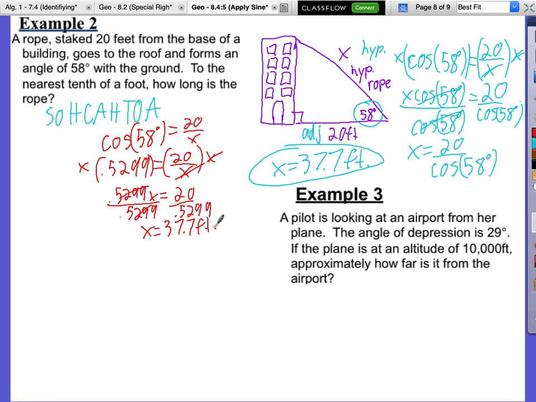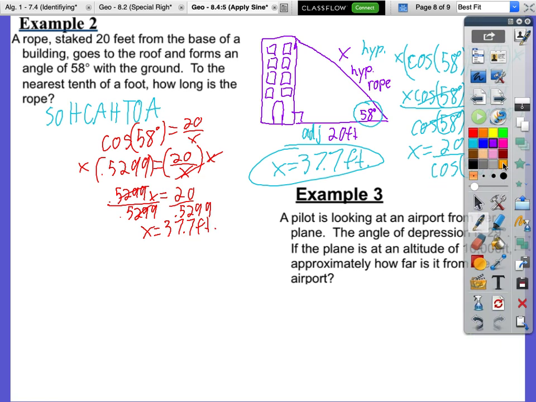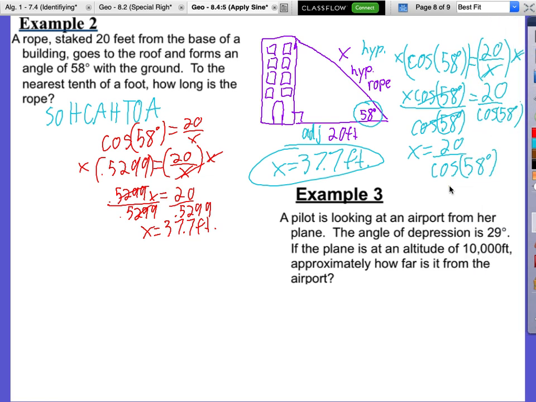Okay. Example 3. Jacob, do us a favor. Did you hear me? Example 3, please and thank you. A pilot is looking at an airport from her plane. The angle of depression is 29 degrees. If the plane is at an altitude of 10,000 feet, approximately how far is it from the airport?